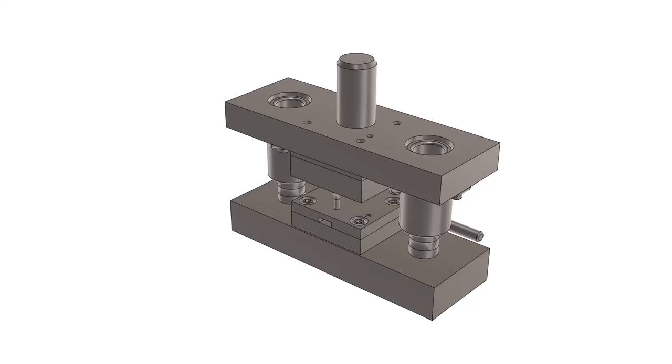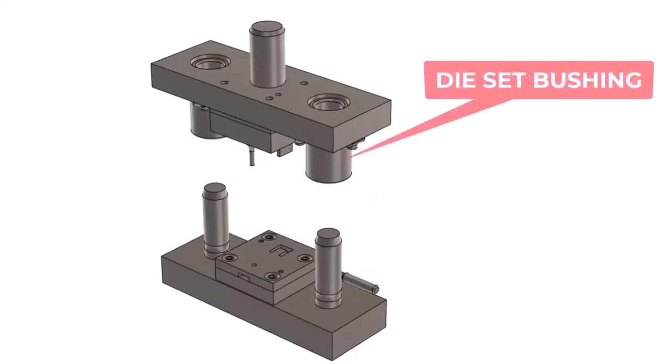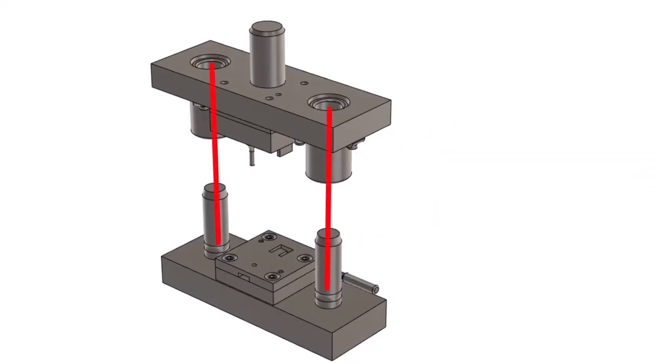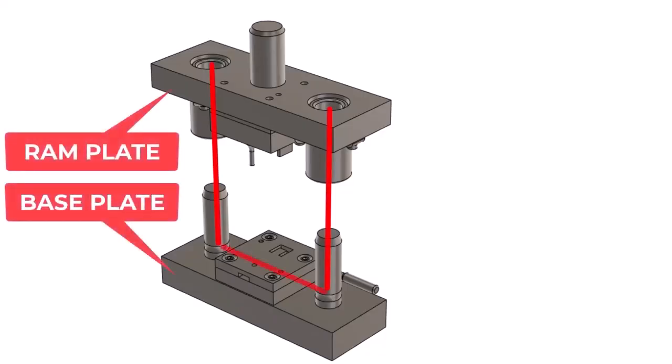For example, here we have a die set. This die set has 2 die set bushings that contain the 2 guideposts, allowing for the die set to lift and lower accurately. To accomplish this, the bores for the bushings and the guideposts must be in line and perpendicular to the base plate and ram plate.